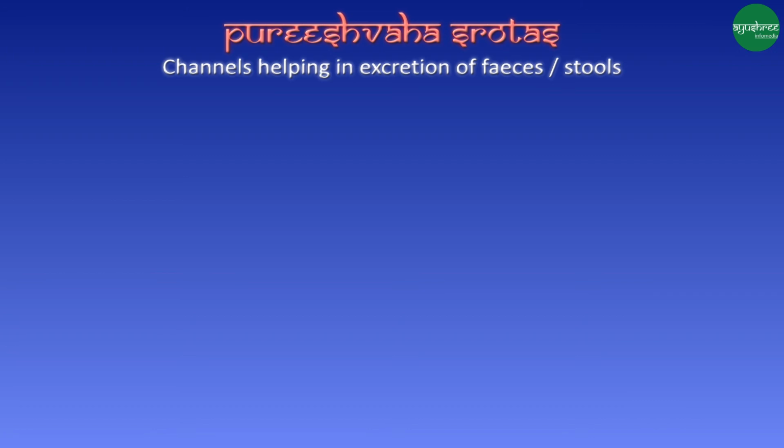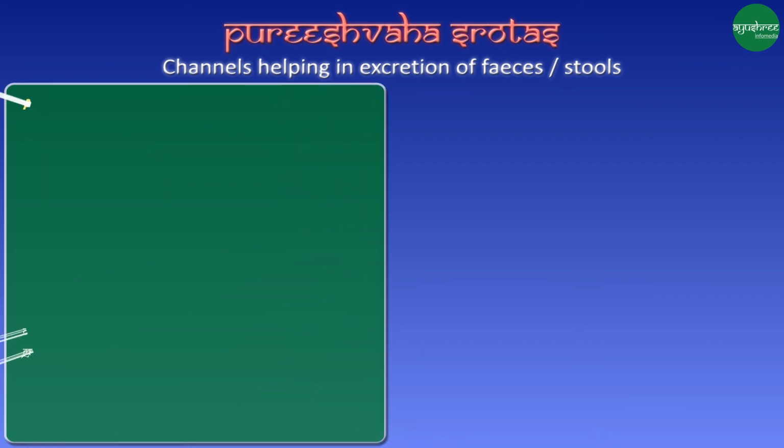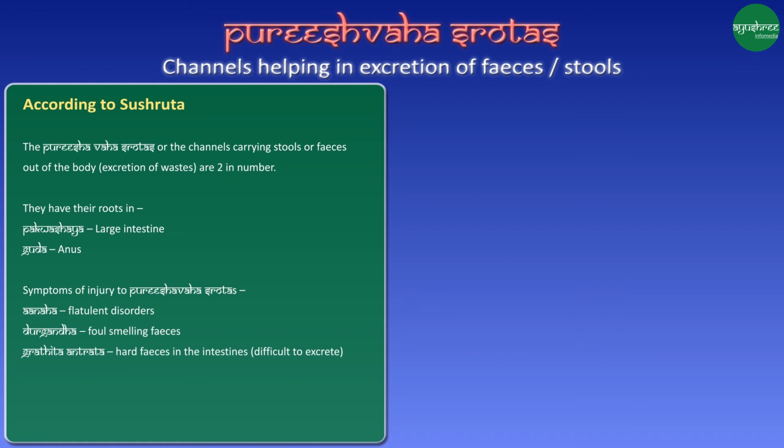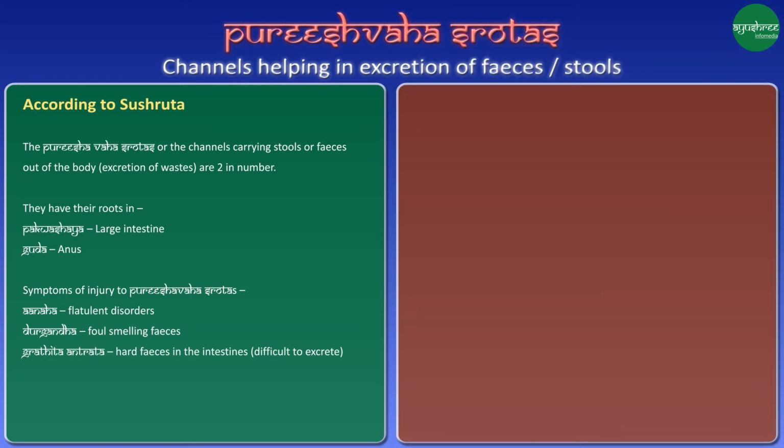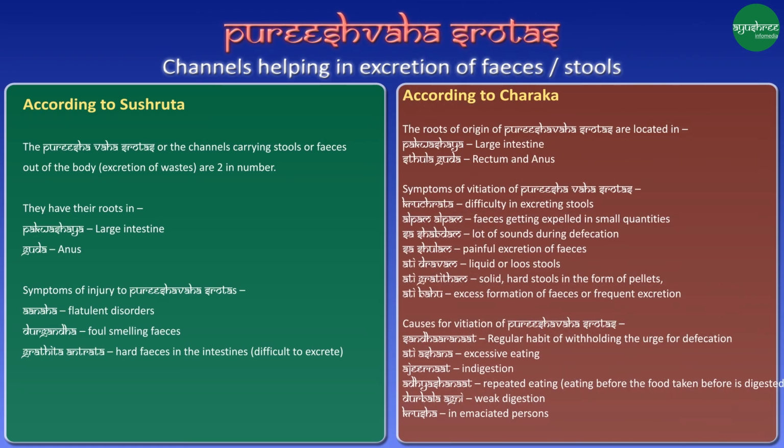Purisha Srotas, channels helping in excretion of feces or stools. According to Shushruta, Purisha Srotas or the channels carrying stools or feces out of the body, excretion of wastes are 2 in number. They have their roots in large intestine and anus. Symptoms of injury to Purisha Srotas are flatulent disorders, foul-smelling feces, hard feces in the intestines. According to Charaka, the roots of origin of Purisha Srotas are located in large intestine, rectum and anus.